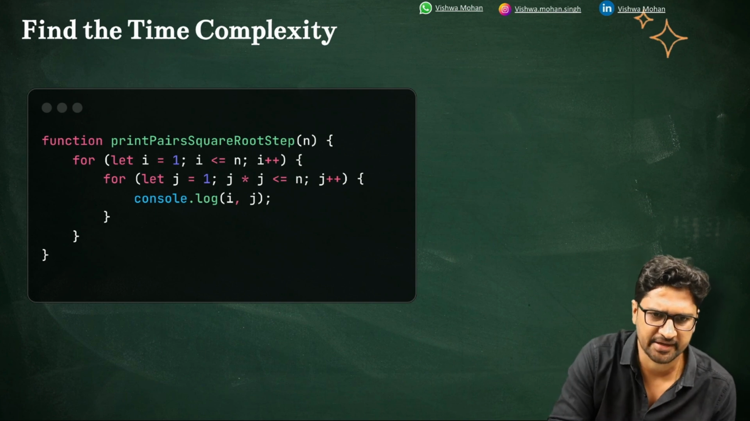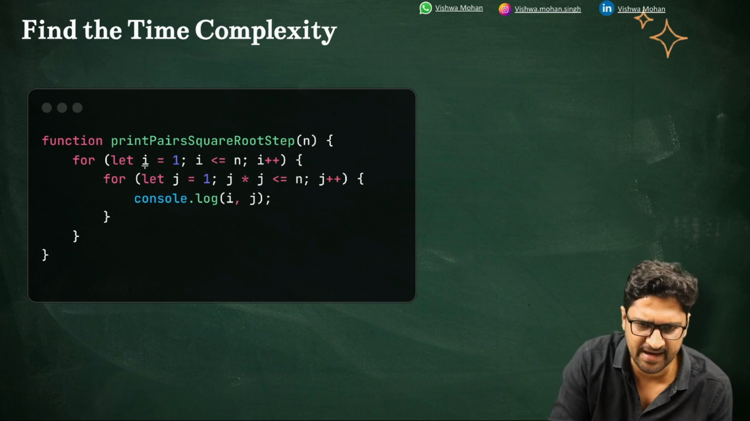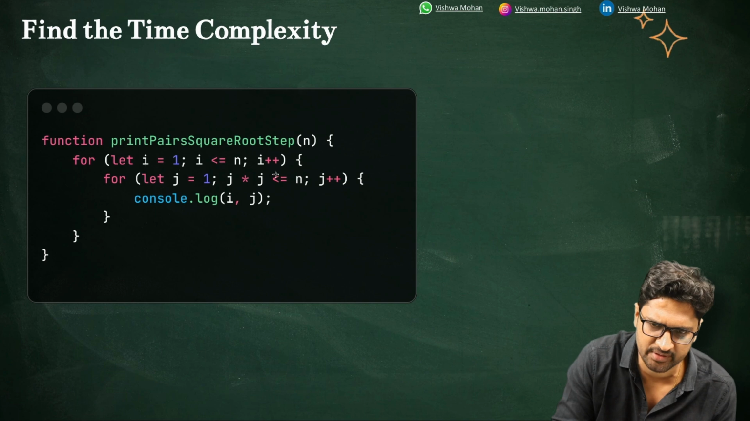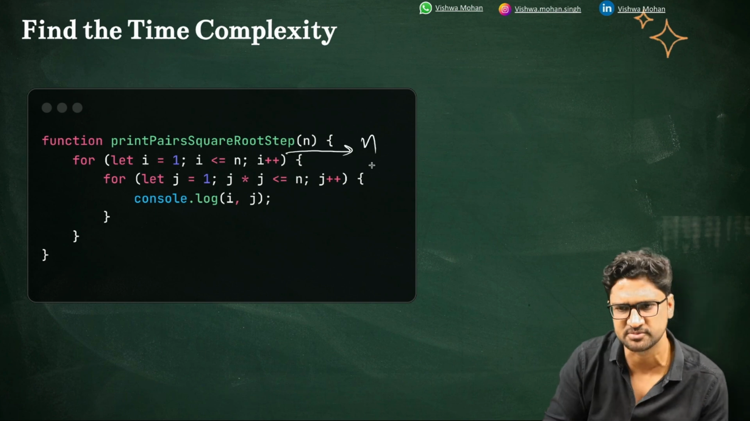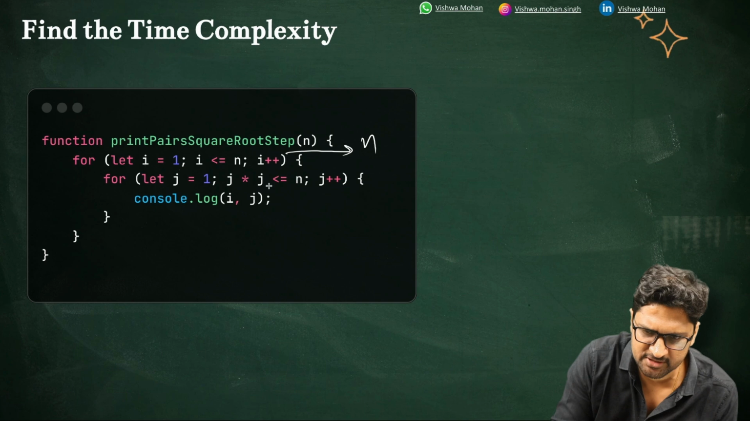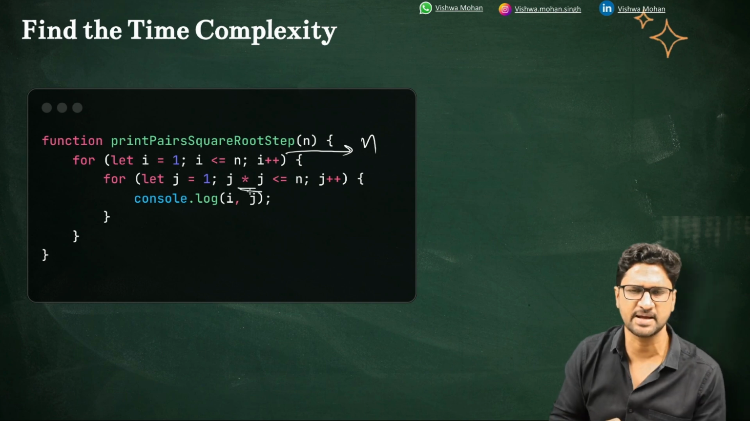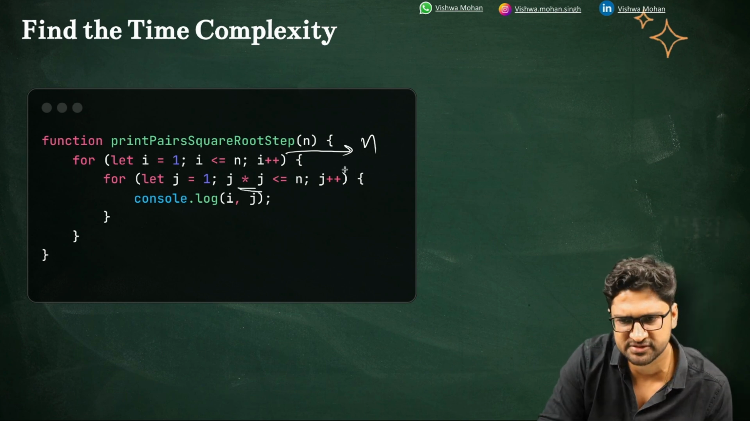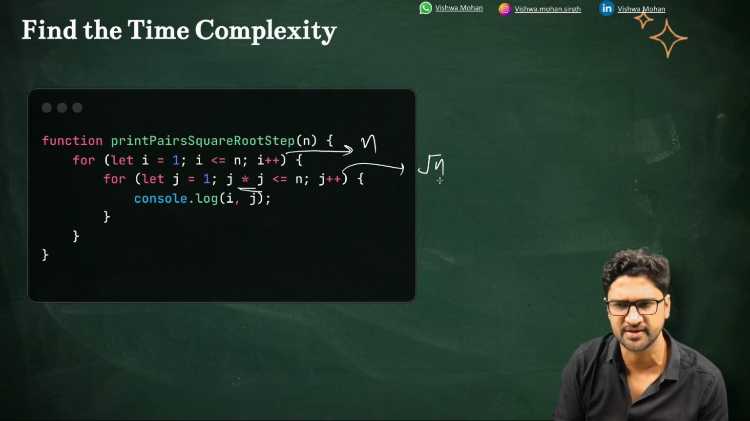In this case, again I see there are two loops. First, i starts from 1, i is less than or equal to n, i plus plus. So this will run for n times. If I go and look here, j equals 1, j plus plus, and this is multiplying. This type of problem we have already solved. How many times will this run? This will run for the square root of n.